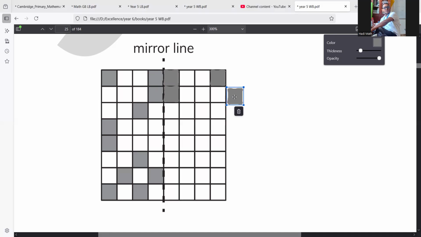Then we go according to what? According to this shaded square here. We see how far it is from the line. It's 1 square, then shaded. So do the same thing. Go 1 square from here, go 1 and then shade this one here.